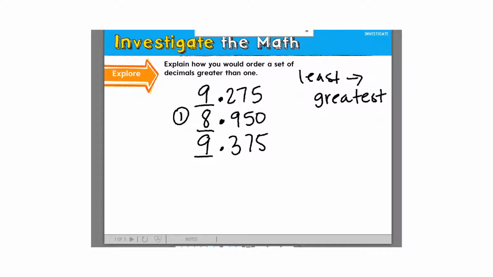So now I'm going to start comparing the other numbers that started with 9 to see which one of those is smaller. So I have a 2 here and a 3 in this tenths place. So the 2 is going to be smaller, right? Because 2 is smaller than 3, which makes this number smaller than that one. So 8 and 950 thousandths, or you could say 8 and 95 hundredths because you don't really need that last 0, is smallest. 9 and 275 thousandths is second, and then 9 and 375 thousandths is third.